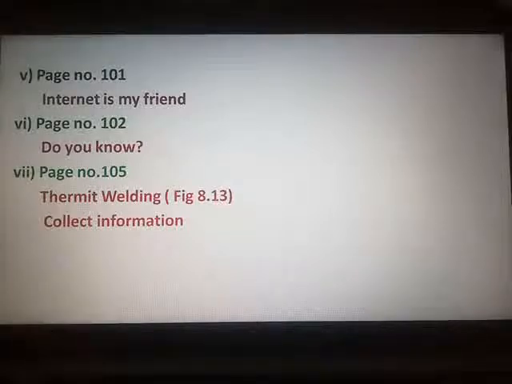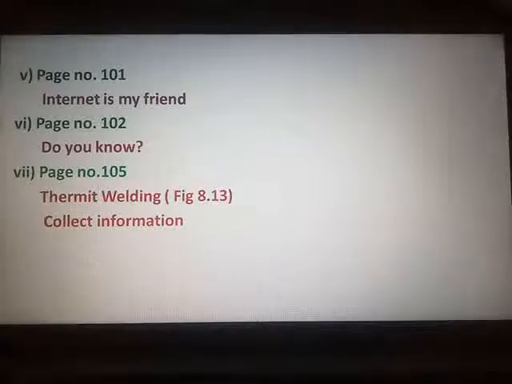Turn your page, page number 106, 107, you do not have anything to remove. 106, 107, they are the anti-corrosion techniques. All these techniques you have to study in detail.